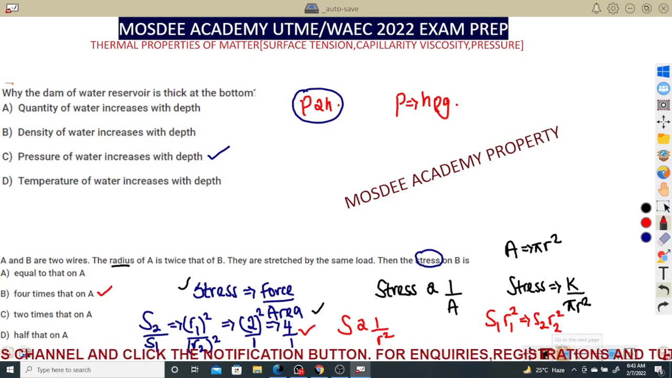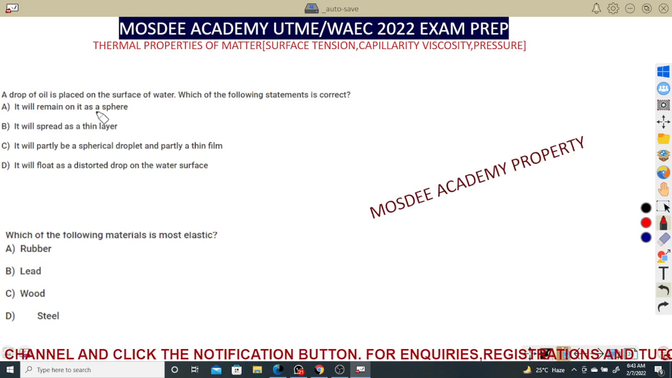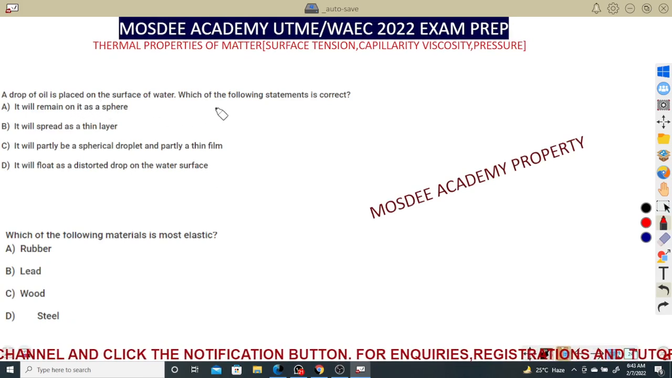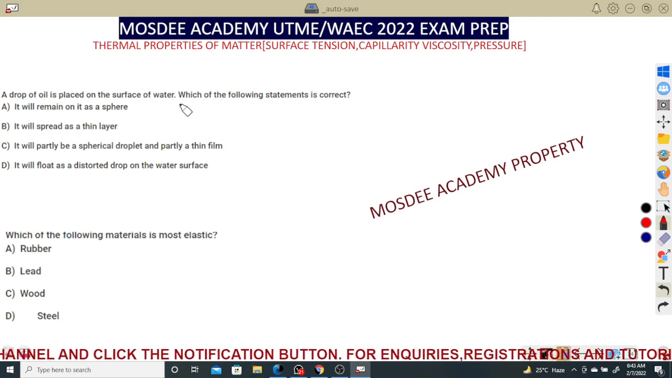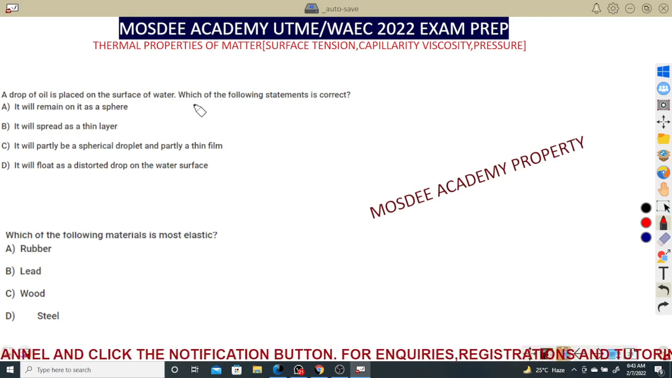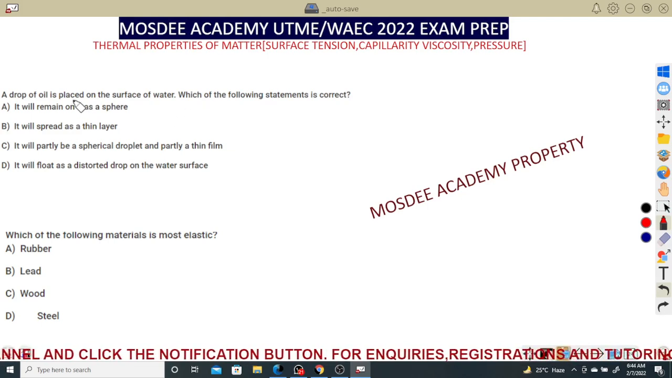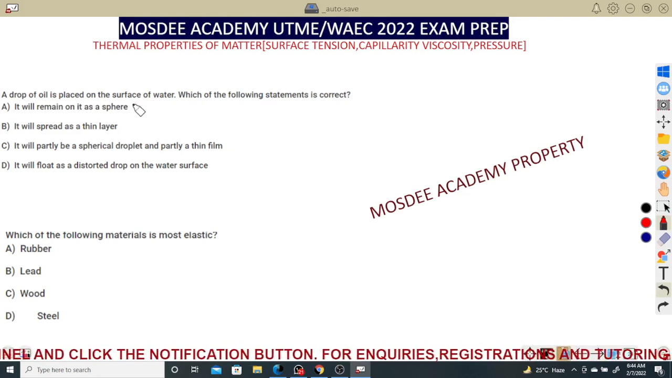So the next one is a drop of oil is placed on the surface of water. Which of the following statements is correct? Oil will spill over water. We might have done that one because of surface tension. And another thing is that oil has less surface tension compared to that of water.